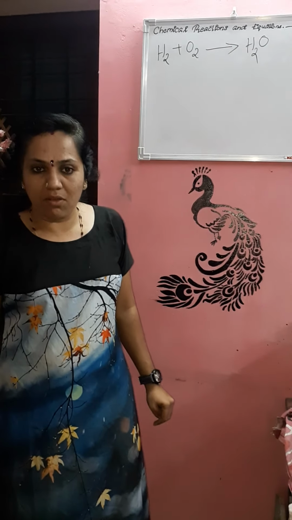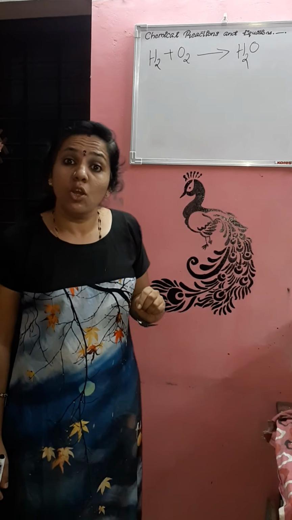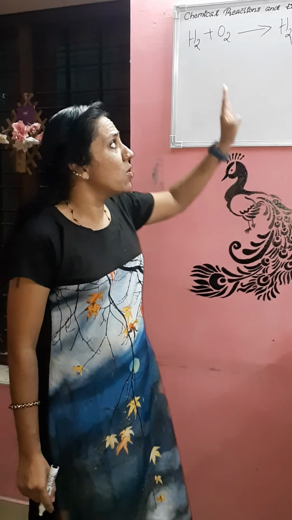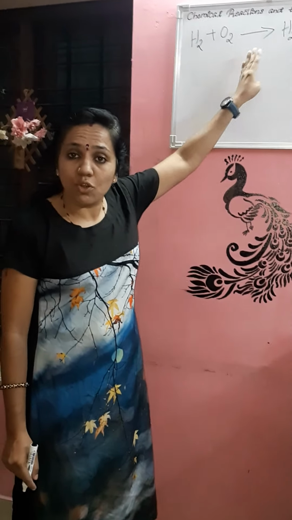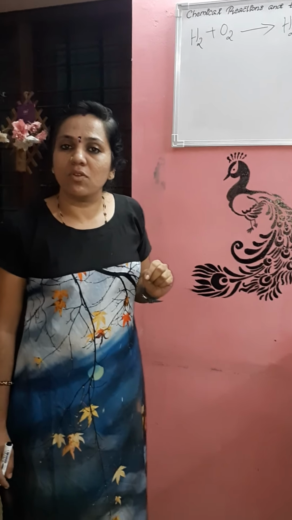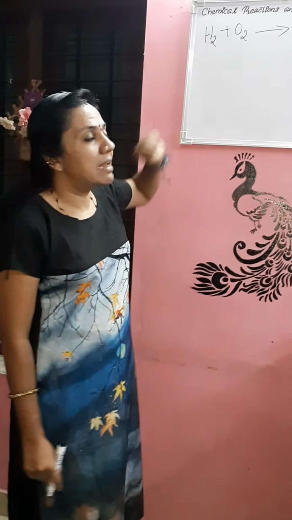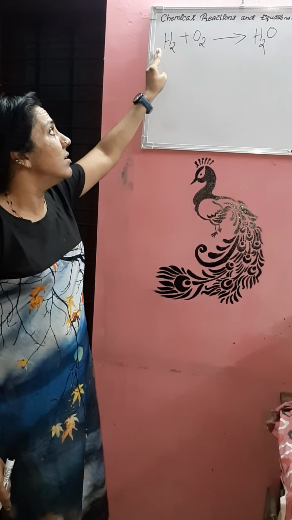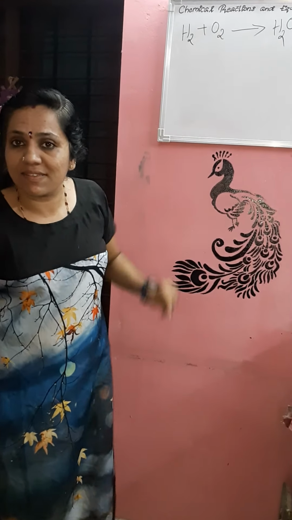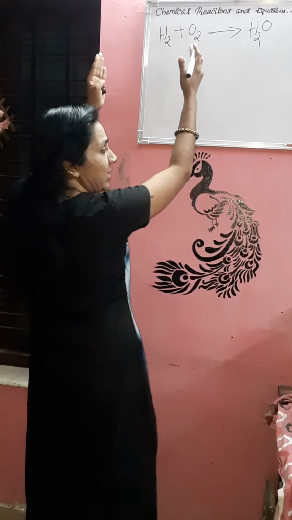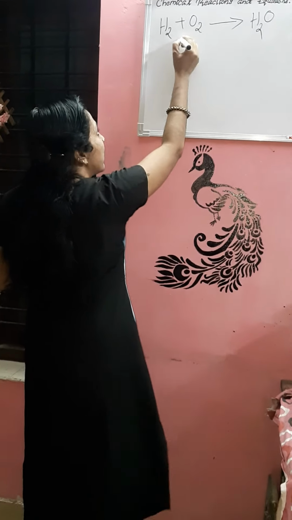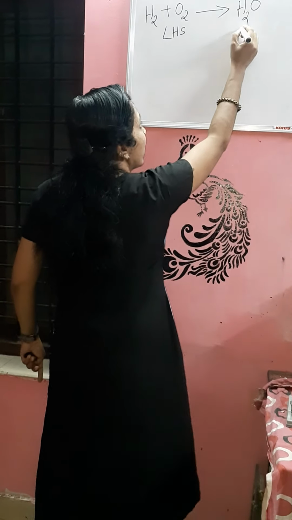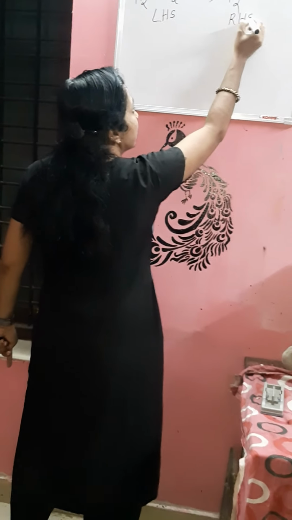Why? Because in your class 9th you studied about law of conservation of mass. What do you mean by that? The number of atoms on the reactant side should be equal to the number of atoms on the product side. Is it correct here? No. Because here we can separate as LHS and RHS. So left hand side, which contains the reactants, I am writing it as LHS. Right hand side containing the product, I am writing it as RHS.